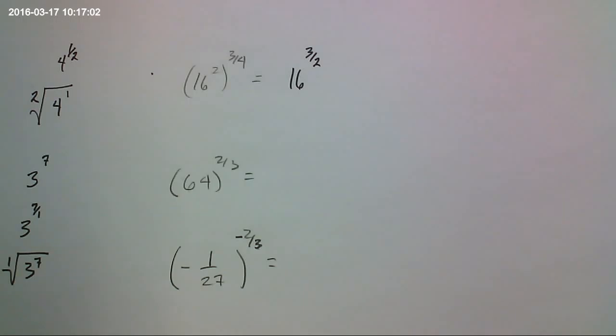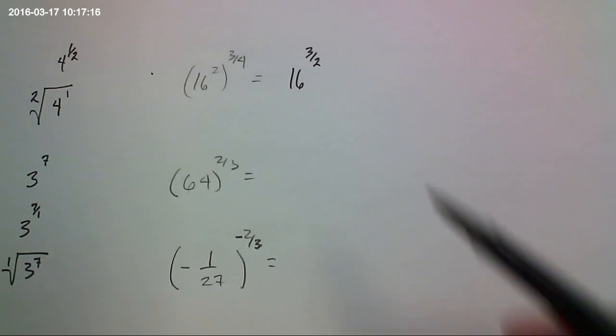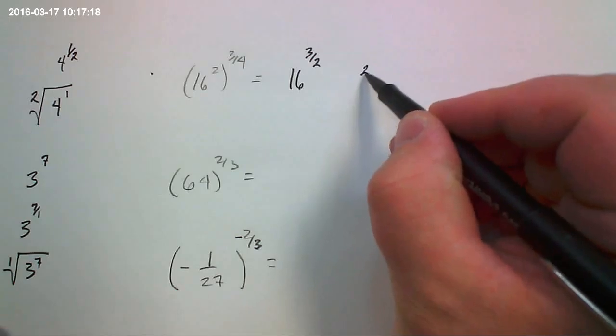So we're good? Okay. And then, would this be square root or cube root? Square root, because the denominator is the index.